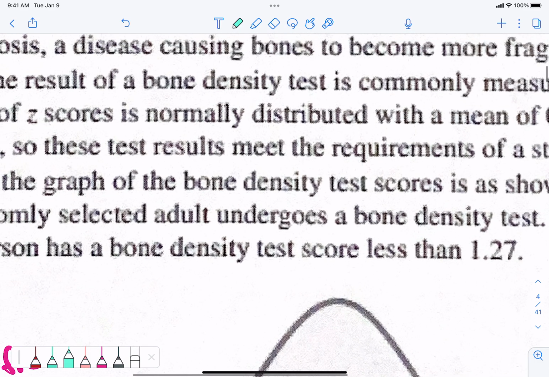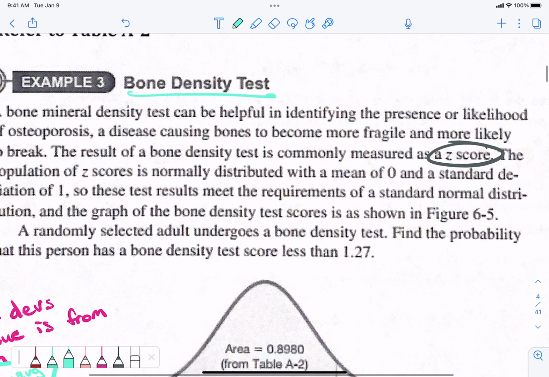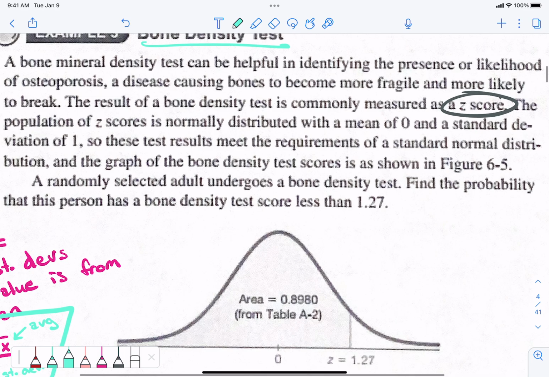Here you go. First example, bone density. A bone mineral density test can help identify your likelihood of osteoporosis, a disease that causes bones to become more fragile and more likely to break. We convert your score to a z-score, and then that tells us the probability or the chance of you getting osteoporosis.